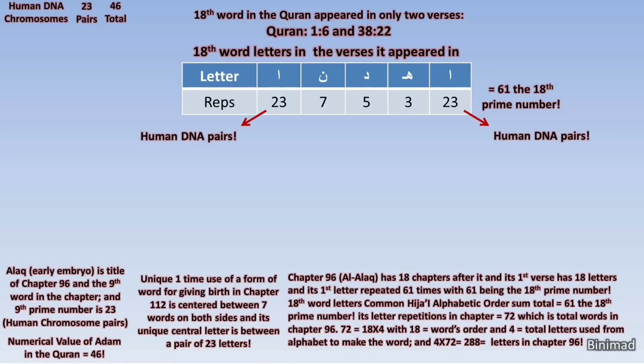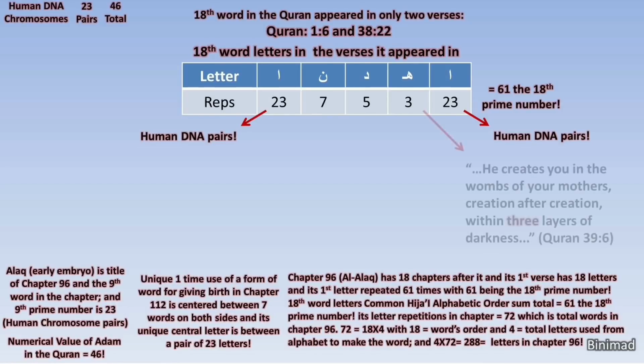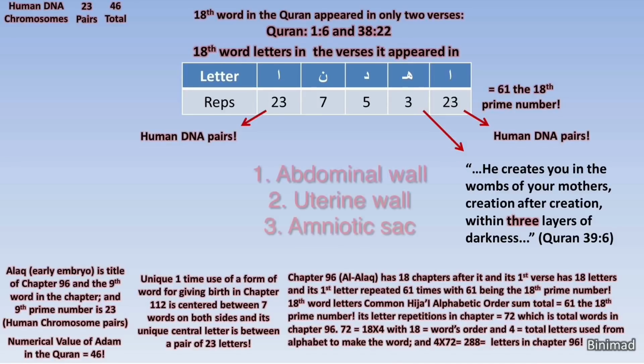The first and last letters are 23 each, which are the two pairs of human DNA chromosomes. The second letter got 3, and Allah tells us, subhanahu wa ta'ala, that the embryo develops in 3 layers of darkness. Allah mentioned this when He said in the Quran, He creates you in the wombs of your mothers, creation after creation, within 3 layers of darkness. Scientifically, this correlates to the mother's abdominal wall, the uterine wall, and the amniotic sac.